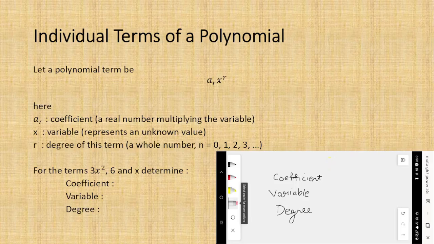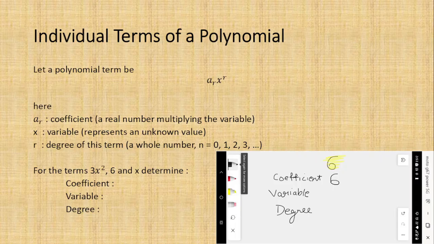Now, in the next question, we have just been given 6. So we have a term which is represented by 6. So what is the coefficient here? Coefficient is the number portion. So what is the number portion here? It is 6. So the coefficient is going to be 6. What is the variable here? We don't know the variable here. So it could be anything. We can just give it a name, suppose x or y or z, anything.